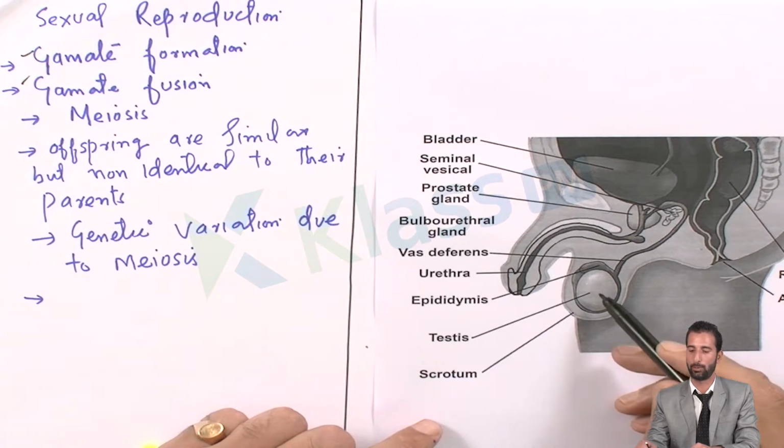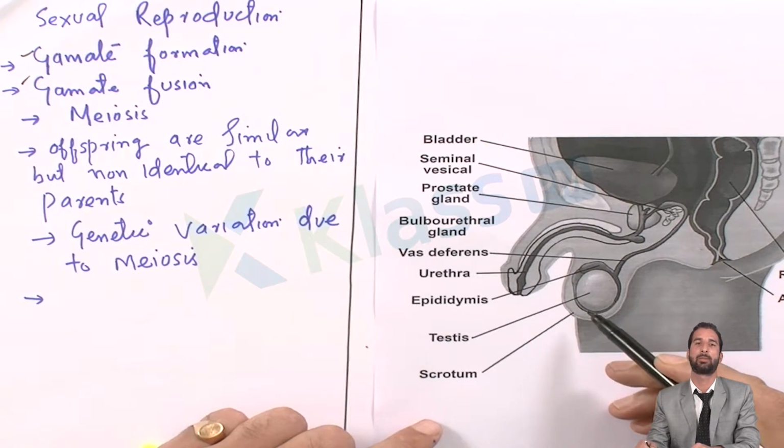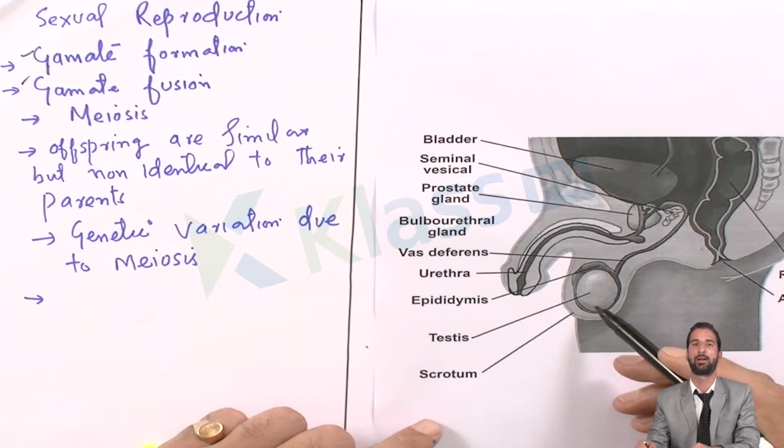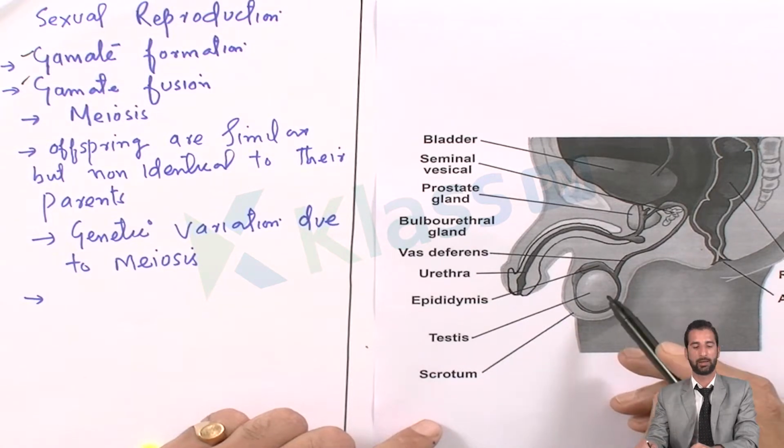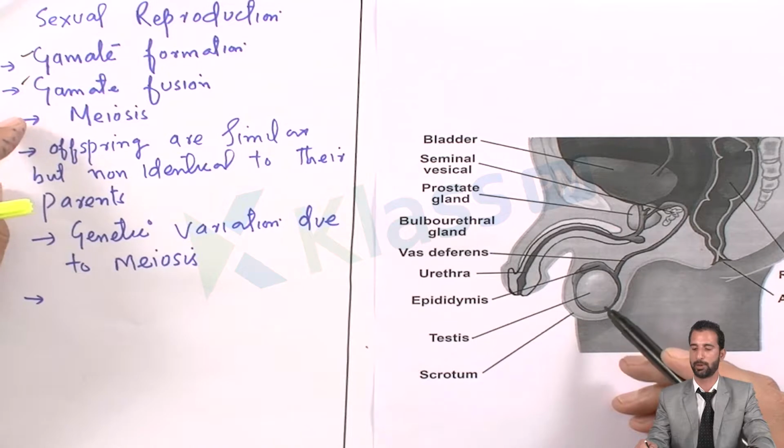It is also important to mention that sperm formation cannot occur inside the body, because the body temperature is 37.5 degrees, and at that temperature sperm formation cannot occur. That's why the testes lie outside the body in the scrotal sac. Sperms are formed in the seminiferous tubules of the testes.